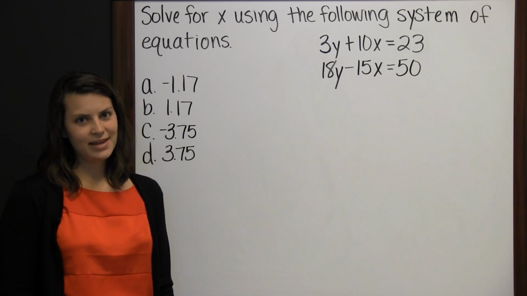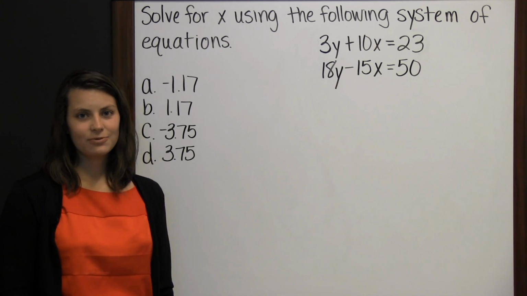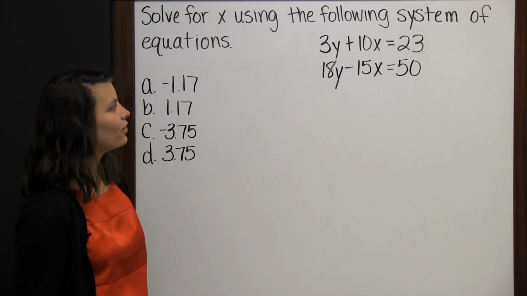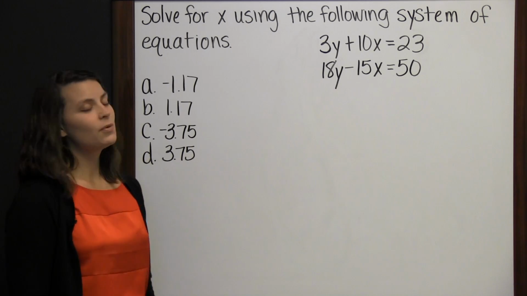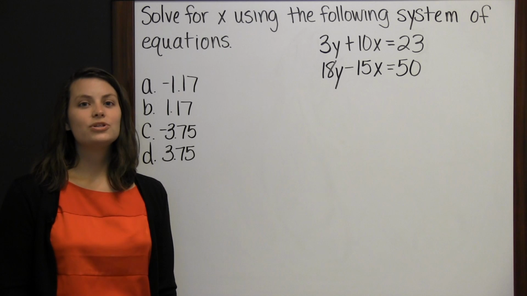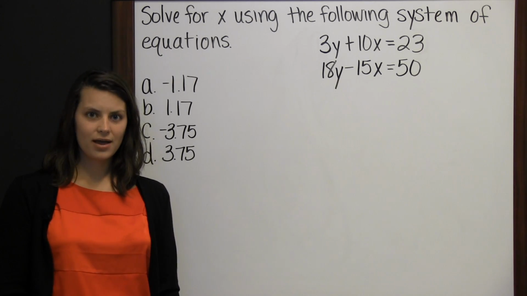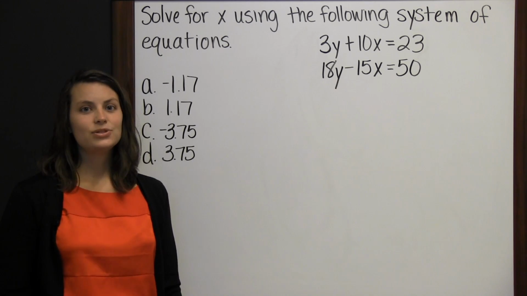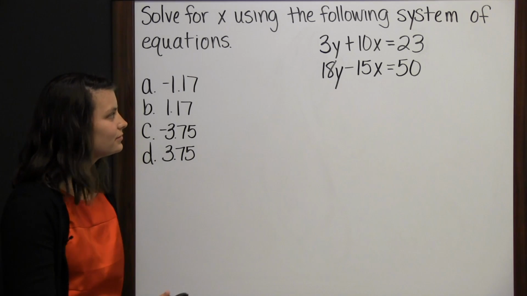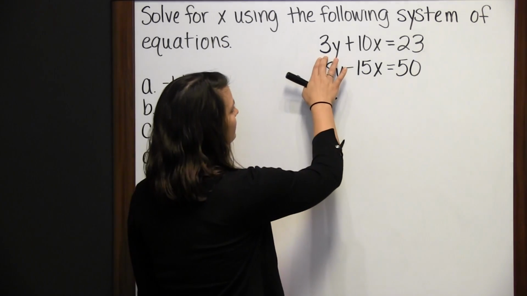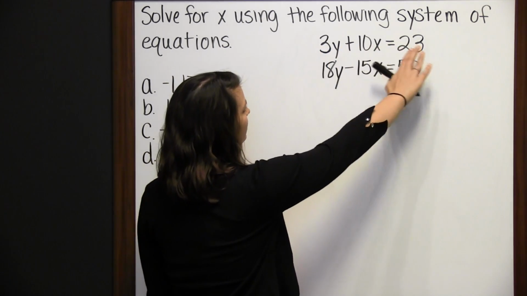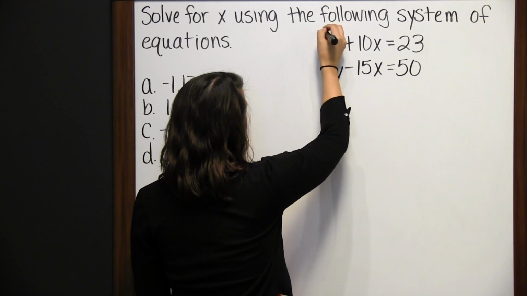And then there's elimination. And that's the method we're going to use now to solve for x. Since we want to solve for x, we want to eliminate y. And eliminate means to get rid of. To get rid of y, I need to multiply this whole equation by a negative 6.